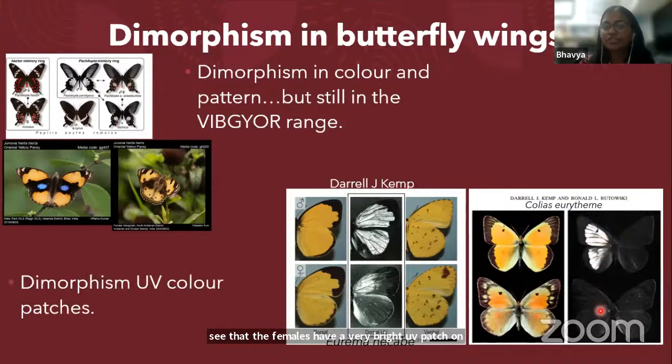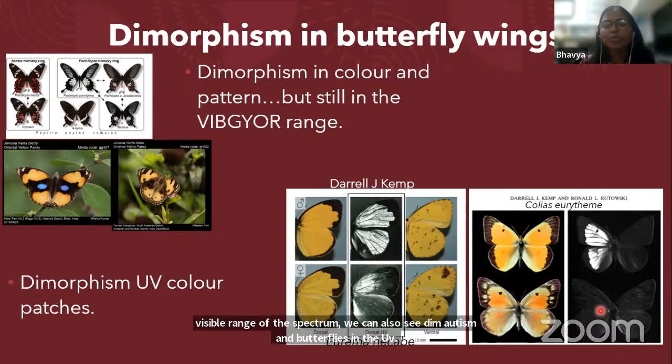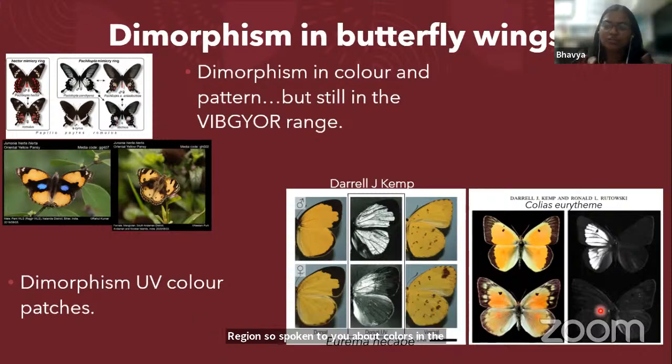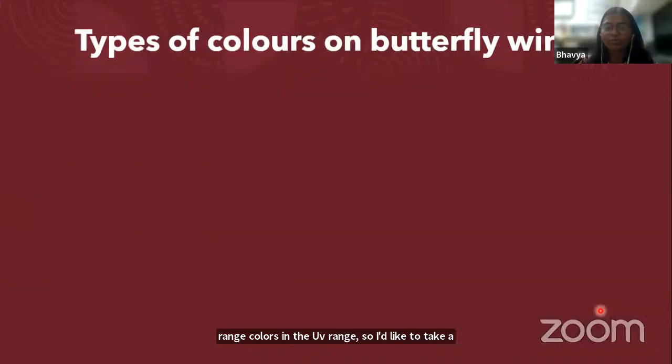So we see that in addition to dimorphism in the visible range of the spectrum, we can also see dimorphism in butterflies in the UV region. So I've spoken to you about colors in the visible range, colors in the UV range. I'd like to take a small digression here and talk about the types of colors that we actually see in butterfly wings. That basically is, what is the UV color doing? What is it made of? And what studies have been carried out to identify colors in butterflies.